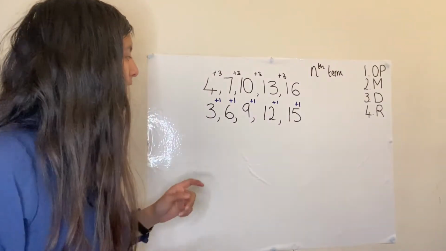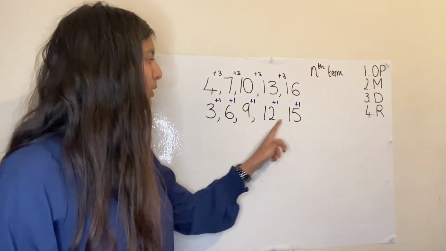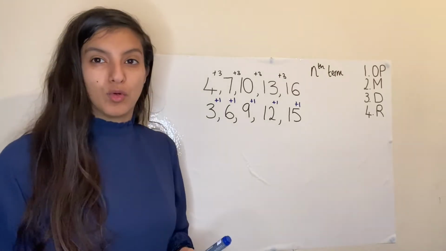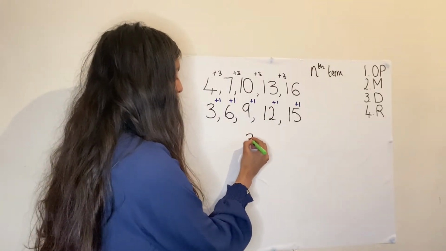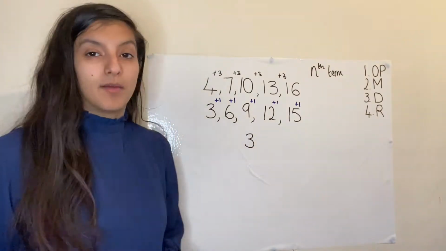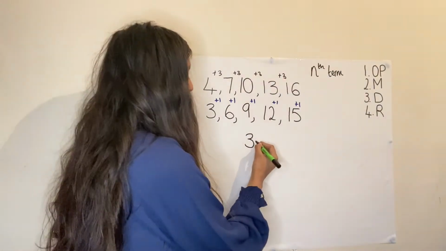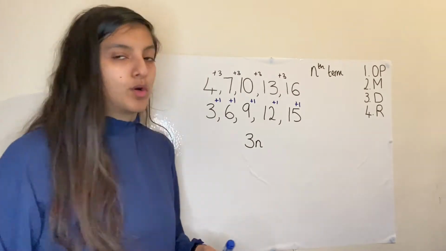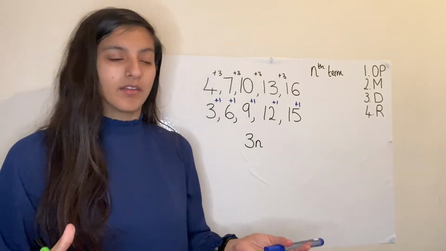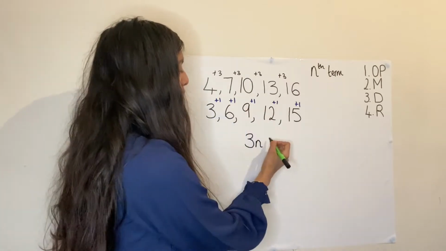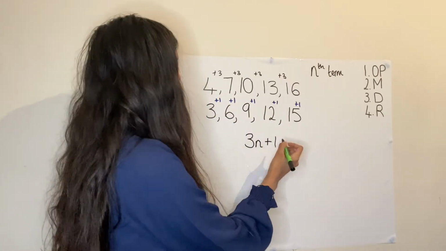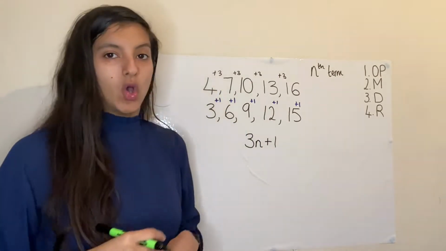Now, to work out my rule, the first thing I'm going to do is look at my multiples line. And I know that my multiples are going up in 3. So it's going to be 3. And then I'm going to write down n. And n is going to represent the number of the pattern. So 3 times n, okay? Then I need to always plus 1 in order to work out what my answer is going to be.